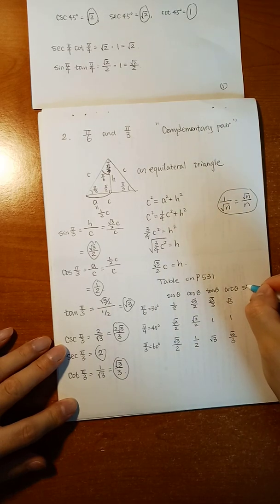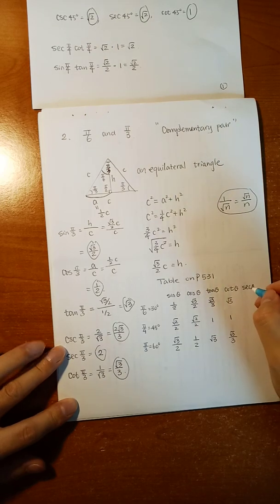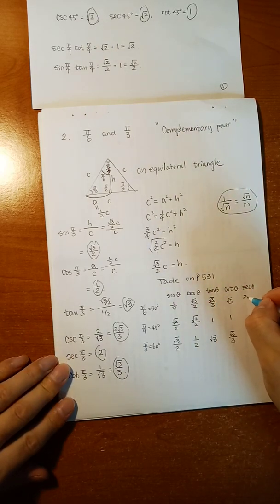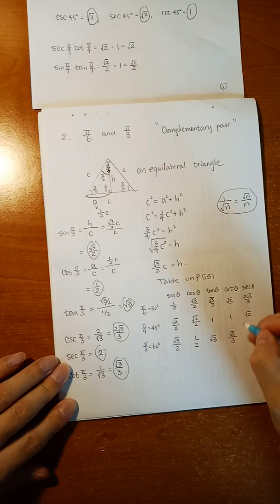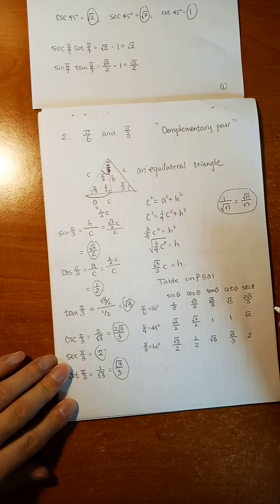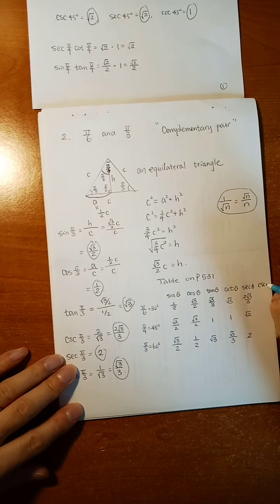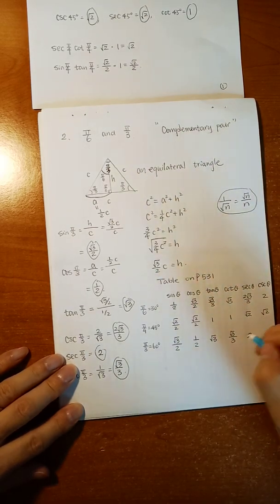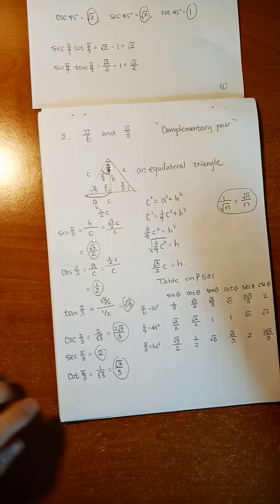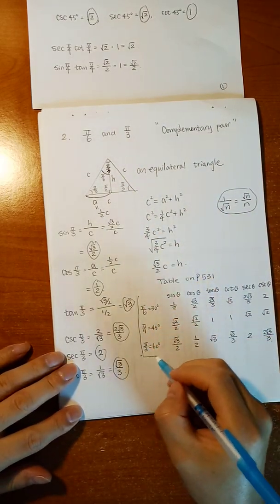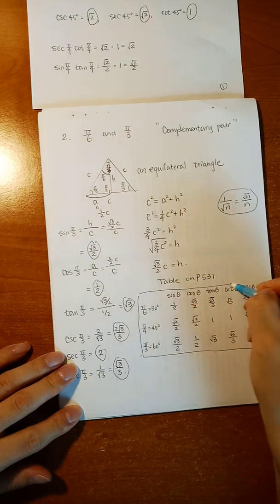And the secant is 1 over cosine, so it's 2 times square root of 3 over 3, and square root of 2, and the reciprocal of cosine is 2. And the cosecant is 2, square root of 2, and the reciprocal is 2 times square root of 3 over 3. Okay, so this table is very, very important.